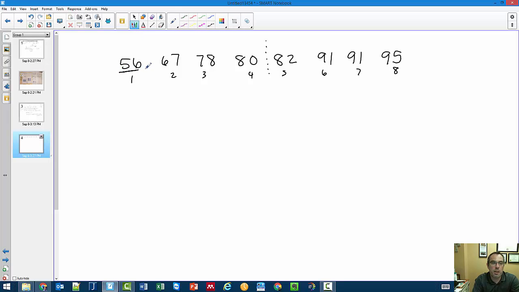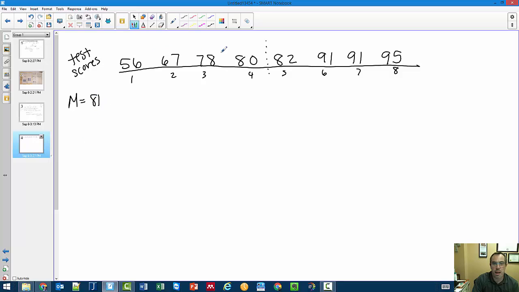Hey everyone, so I have here a sample of 8 pieces of data. I'm going to say that these are our test scores for a class. I've got 8 students in here. We've already taken a look at how you find the median. The median in this case, capital M, looks like it's 81. It's halfway in between.